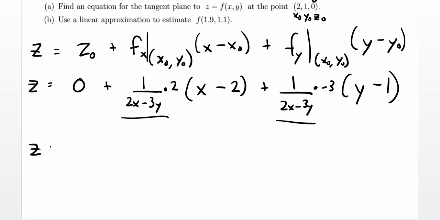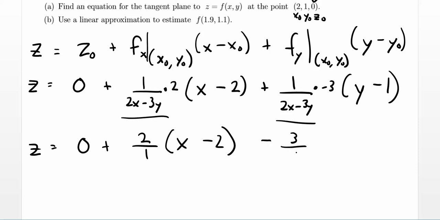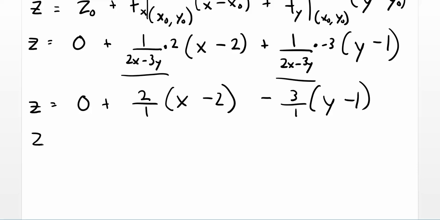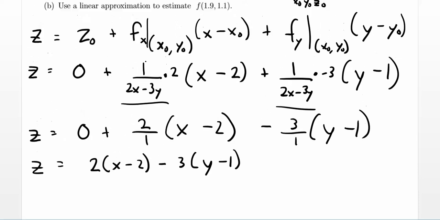We'll get z equals 0 plus 2 over, and when you plug in 2 and 1, you're going to have 4 minus 3, so just over 1, x minus 2, same thing here, minus 3 over 1, y minus 1. Let's rewrite that one more time: 2 times x minus 2, minus 3 times y minus 1. This is the equation for our tangent plane at that point.